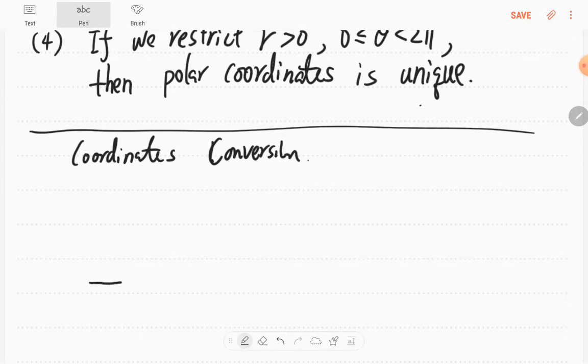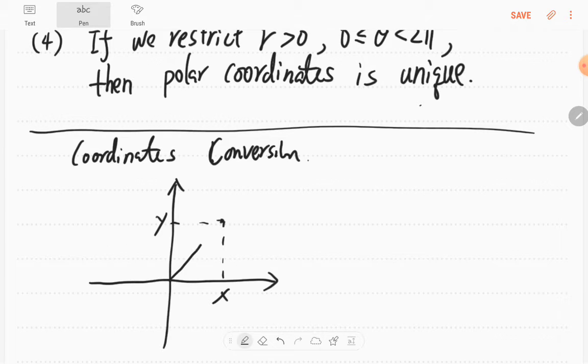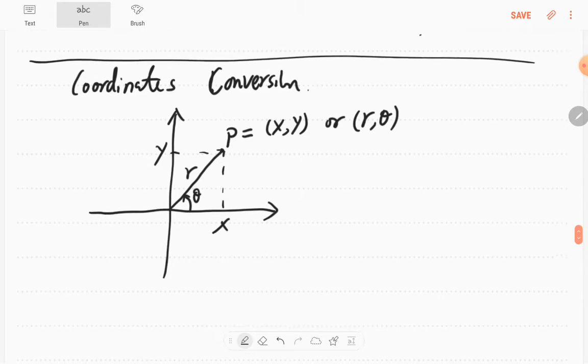So let's derive some formula, right? So this is x and this is y, and here is r and here is theta. So this point P can be written as x, y or r, theta. R, theta is the polar coordinates, x, y is the rectangular coordinates.